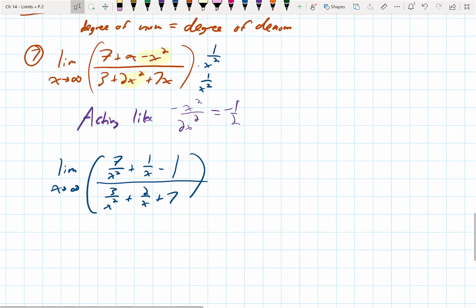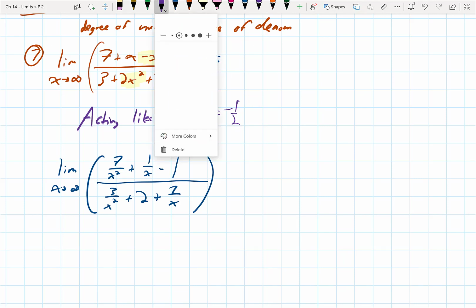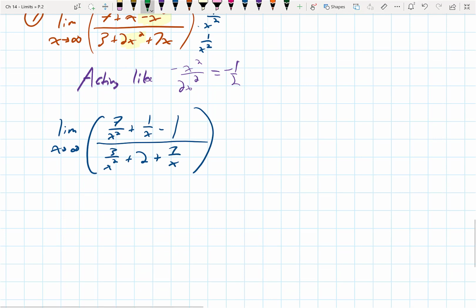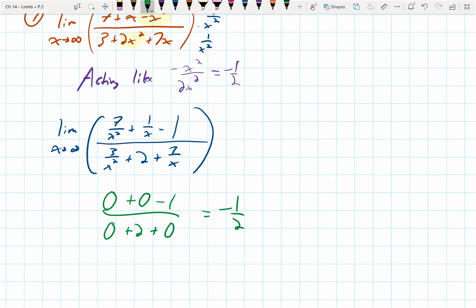Oh, it should be plus 2 and then plus 7x. Thank you. I didn't have it in descending order because I was trying to be tricky and I tricked myself. Okay, the ones that don't matter are the 7 over x squared and the 1 over x's. Those become zeros. And this becomes my limit. And that's a little proof of why that is negative 1/2.